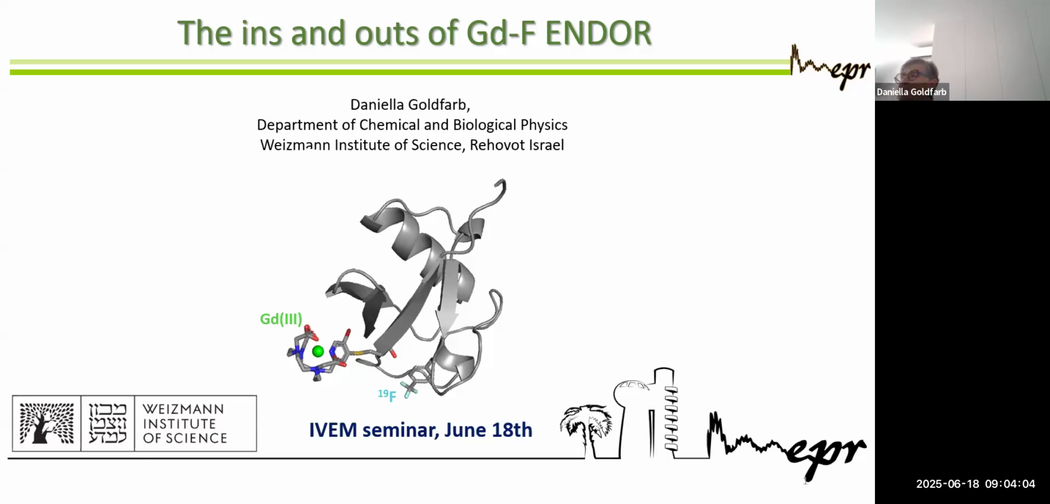So what I want to tell you about is what we've been working on in the last 5 years or so, and this is fluorine ENDOR with gadolinium spin labels, and the ins and the outs of this.